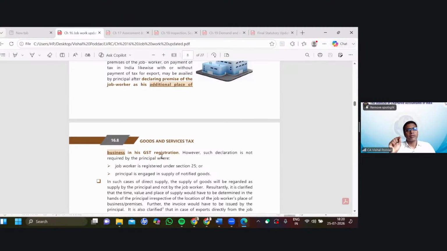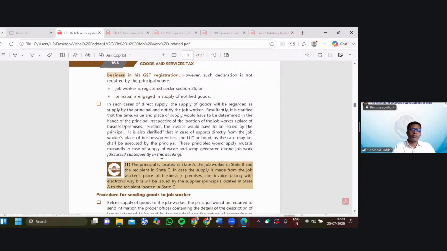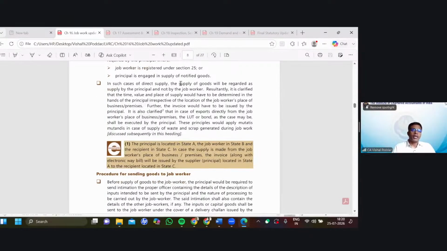So, if the principal wants to avail this specific facility of directly dispatching goods from the job worker's premises to his customers, he should add the job worker's place as his additional place of business. However, such a declaration is not required where the job worker is already registered or the principal is engaged in the supply of notified goods. In such cases, in the case of direct supply, the supply of goods will be regarded as a supply by the principal, not by the job worker, obviously.